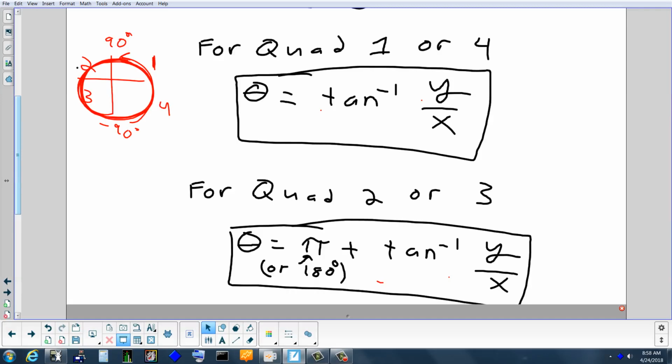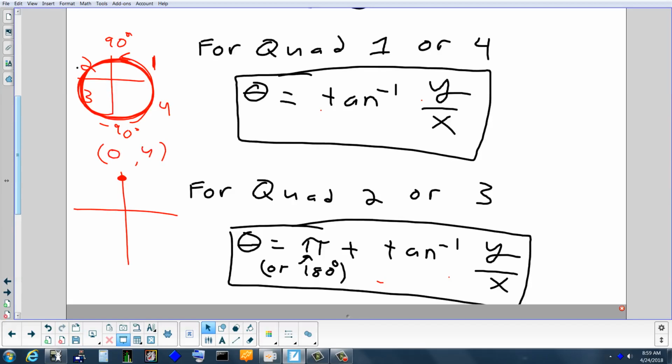Anyone else have a thought? Where else can you be besides in quadrants 1, 2, 3, or 4, just looking at that circle? On the axis. You could be on an axis. Okay? And the problem if you're on an axis, let's pretend I gave you this point. And I wanted you to convert that to polar. Well, what's the x value of that coordinate? 0. It's 0, because it's on an axis.